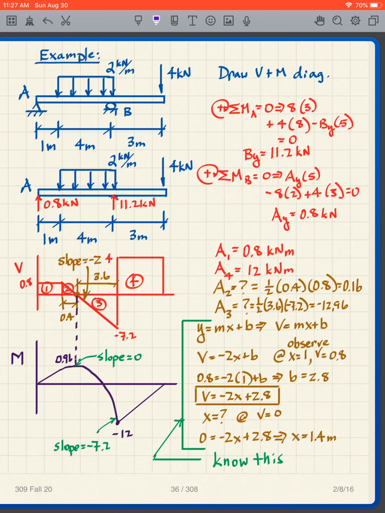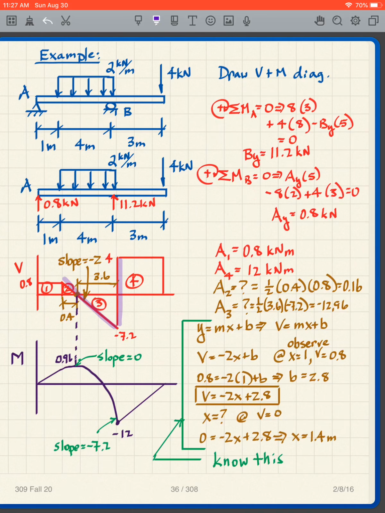All right, next one. I'll do another example here. I've given you the reactions. So I go up 0.8. This total load is 2 times 4, which is 8. The arrows are pointing downward, so I go down 8 to negative 7.2, up 11.2, over, down 4.